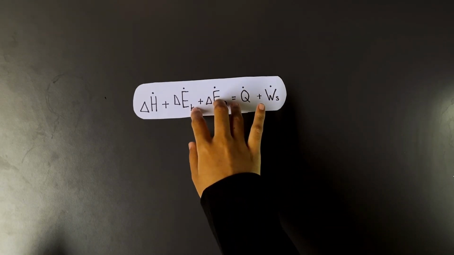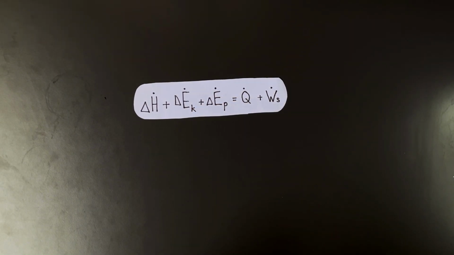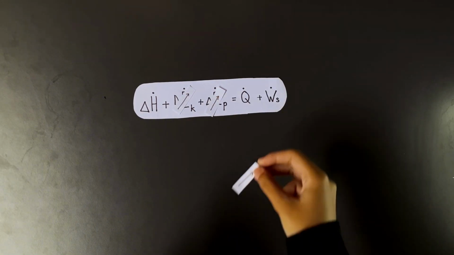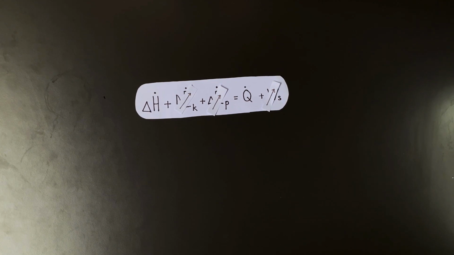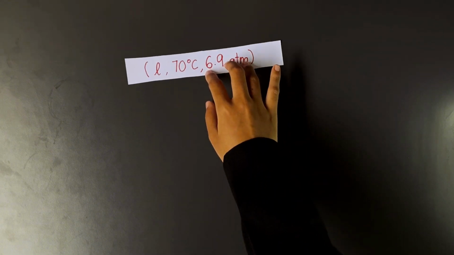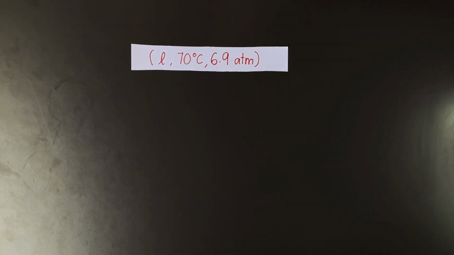For the energy balance, we use the equation delta H plus delta EK plus delta EP equals Q plus W for an open system. By assuming no change in kinetic energy, potential energy, and work done, we can simplify the equation to delta H equals Q. The reference state for all components is set to liquid at 70 degrees Celsius and 6.98 atm.